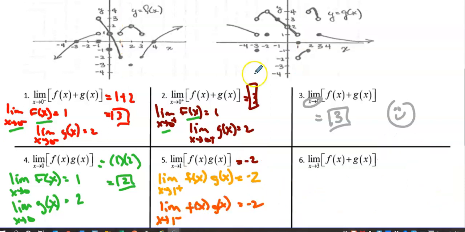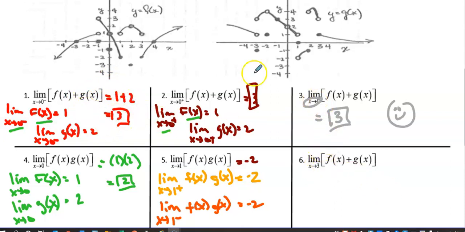I'll be right back. Okay, so we're going to try one more of these, and we're looking now at the limit as x approaches 3. And again, it doesn't really matter if we're adding the functions together or multiplying the functions together or subtracting the functions together. If we're subtracting, by the way, like for this right here, number 1, if this had been minus g of x, and I should have said this earlier, this should have been 1 minus 2, the answer would have been -1. All right, so that's what that would have done.